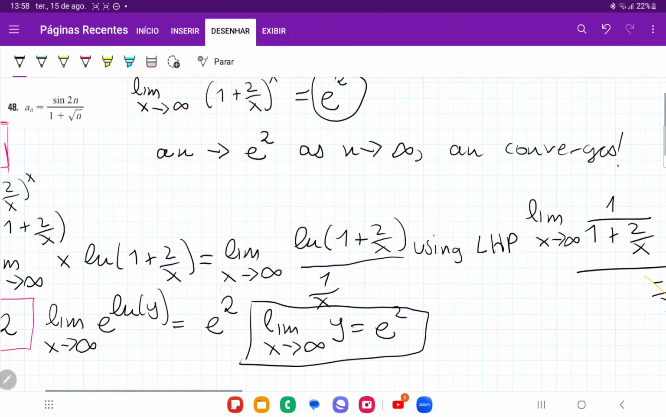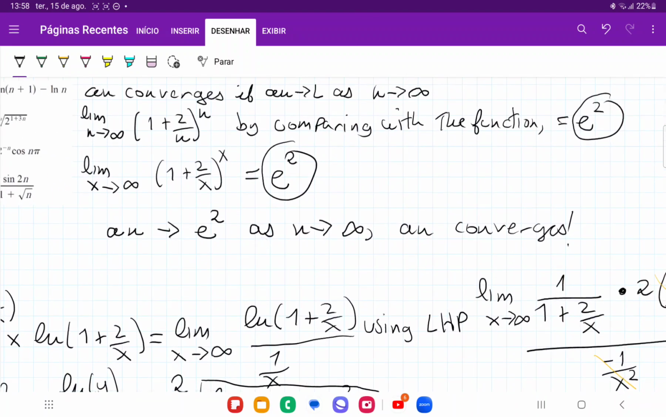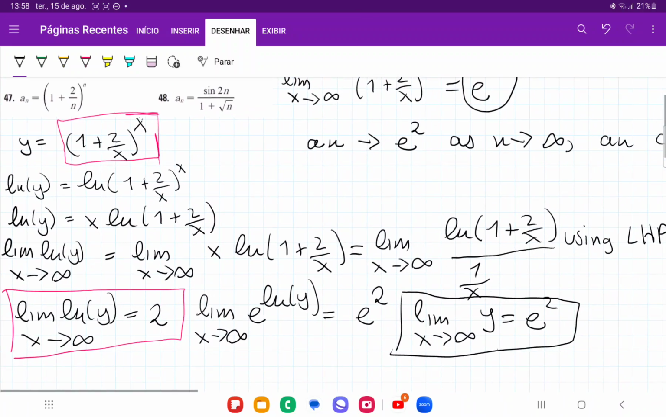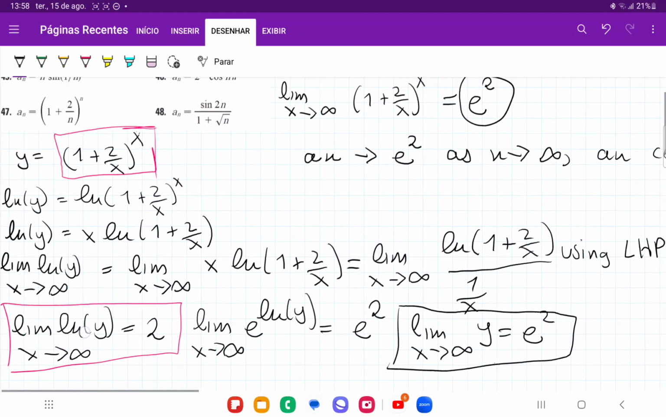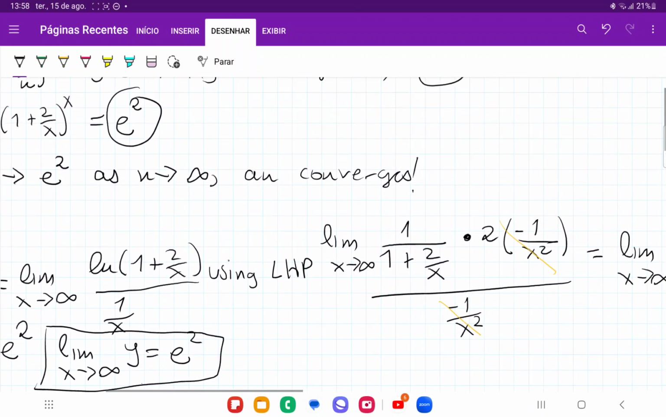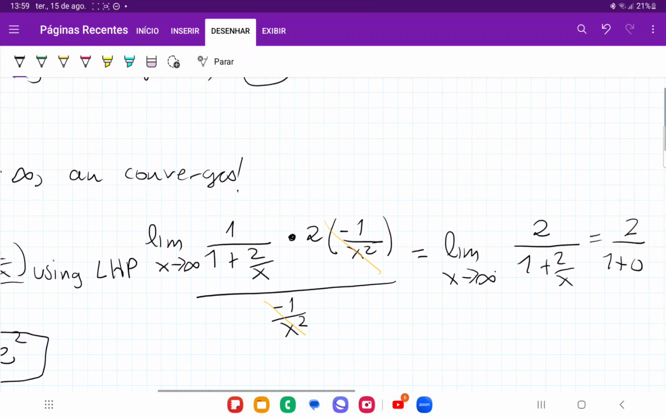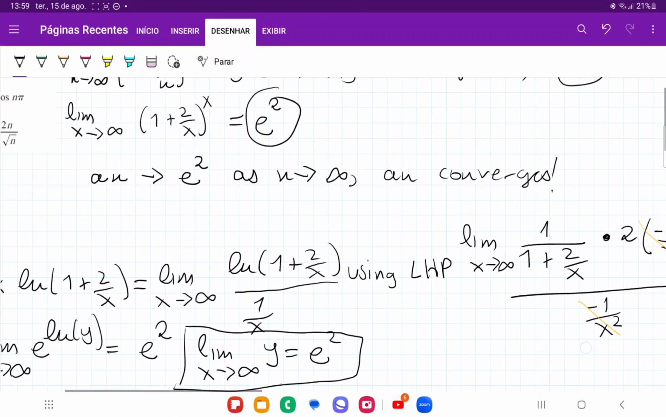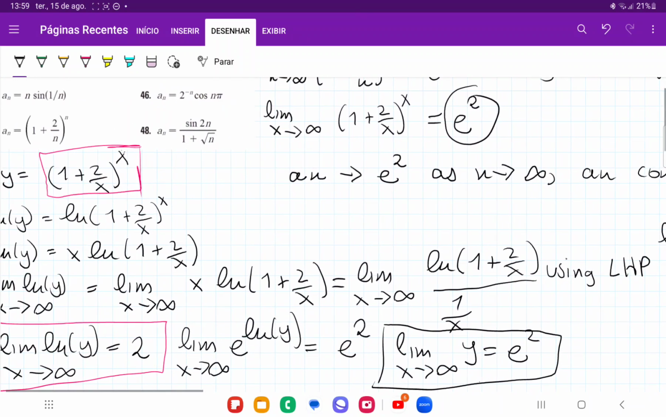So just to recap real quick, all we did was we represented the sequence with a function, and then we took the ln of both sides, we turned it into L'Hopital form, took the derivative, found that the limit was equal to 2, and then we went back, because we had, in terms of the ln, we had to take base e of both sides to get rid of that ln, and then we found that the limit was e to the power of 2.